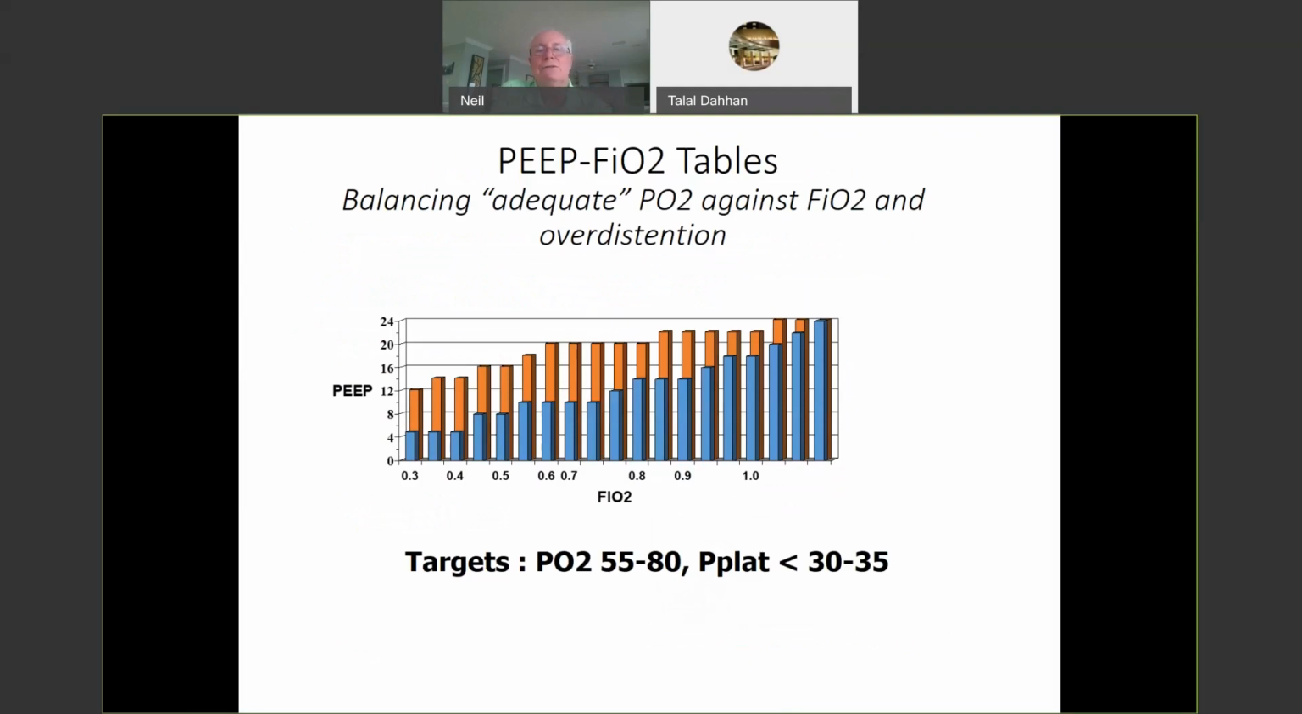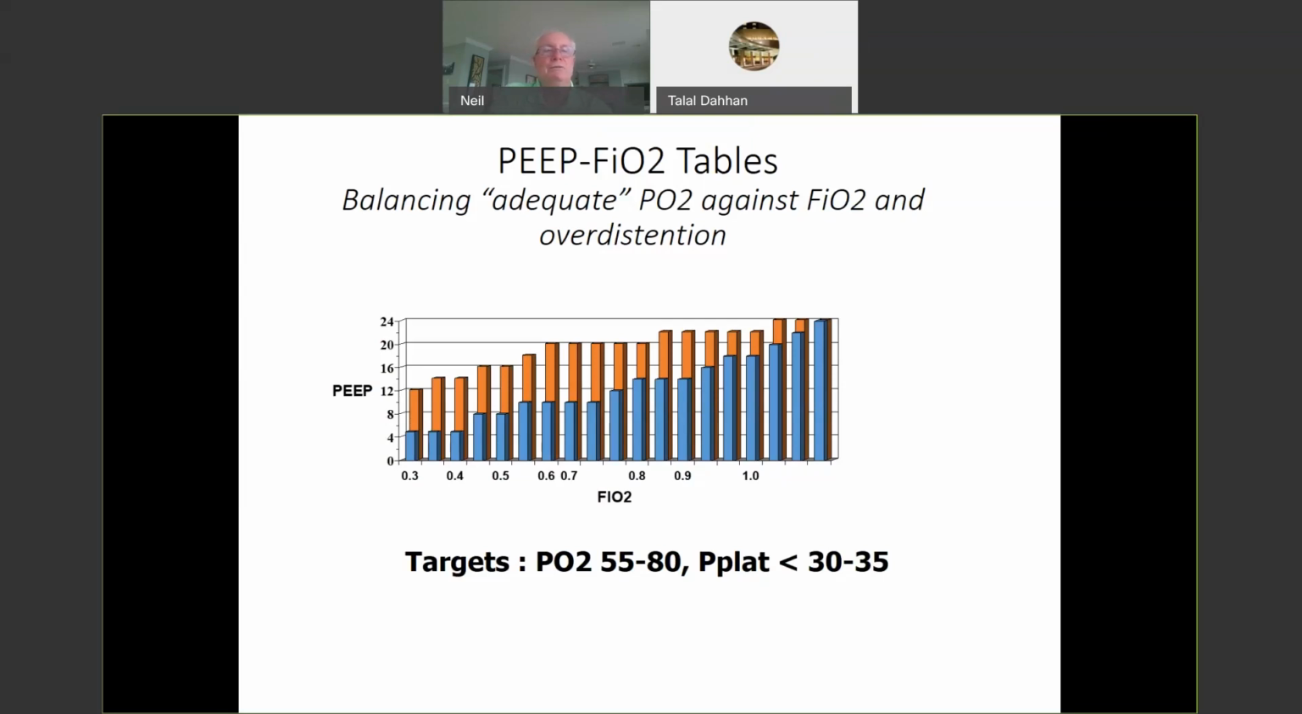And these are very simple concepts. You have a target of recruitment indicated by a better PO2, 55 to 80, and you have a target of potential harm, a plateau, which we like to keep below 30. Maybe we can push it to 35. So with those two goals in mind, we then can create a range of PEEP and FiO2 arrangements. Look at the blue curves for starters.